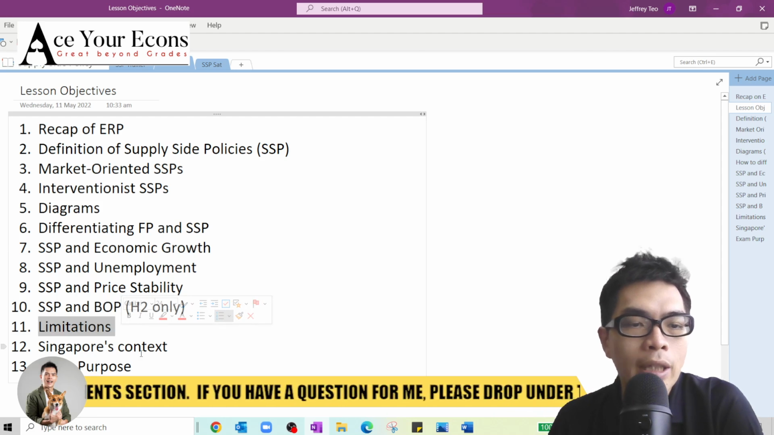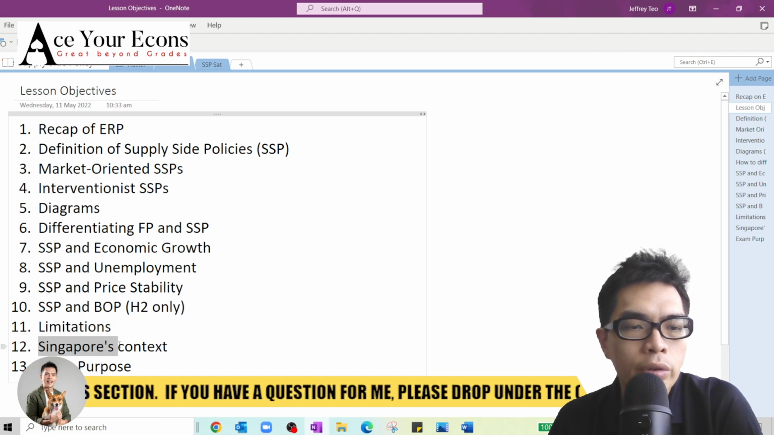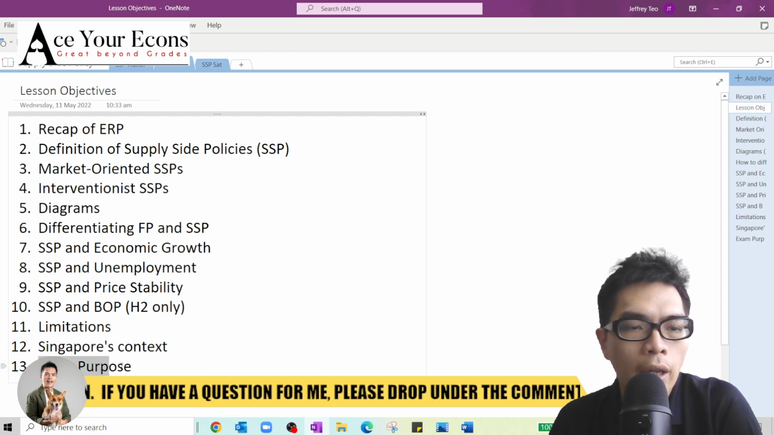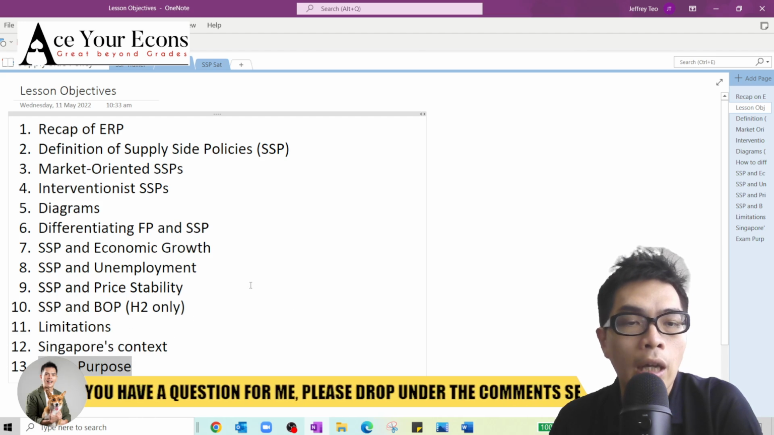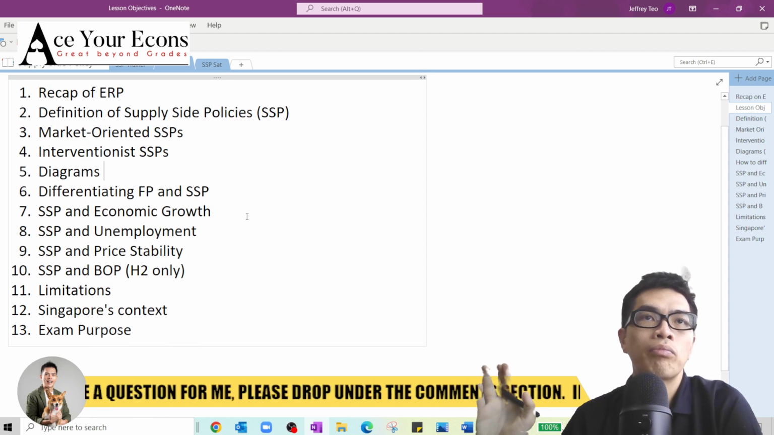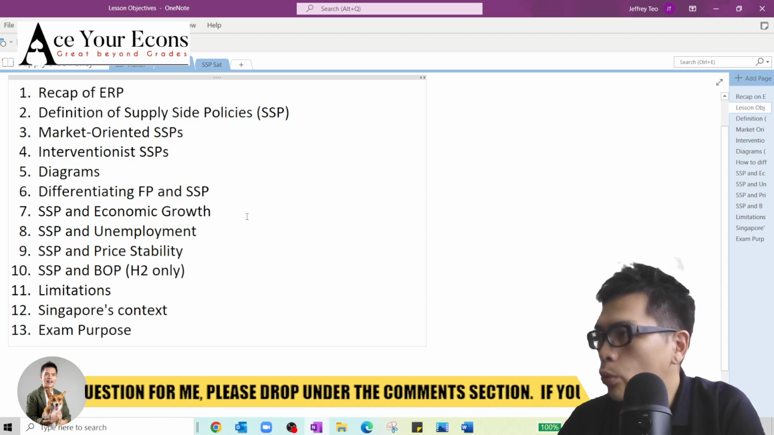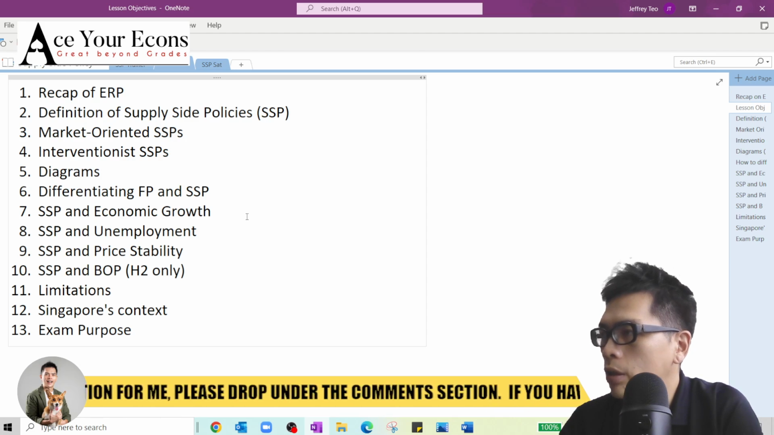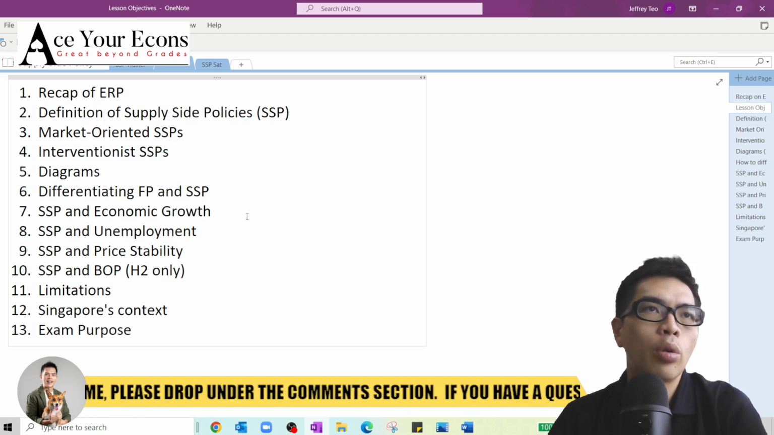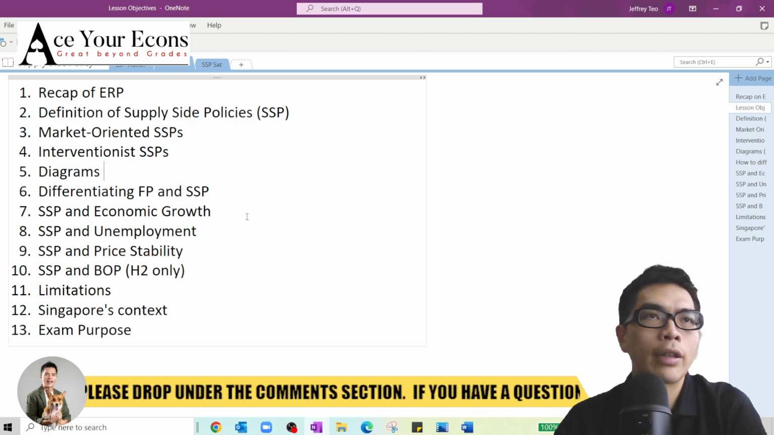After that, we'll run through some limitations. We'll go through the context of how supply side policy is conducted in Singapore, and we'll be looking at how it is going to be tested in the exams. Is everyone clear about this? We are expected to end all of this by maybe 10:20ish, I hope. And we will go for a break and then our time practice.